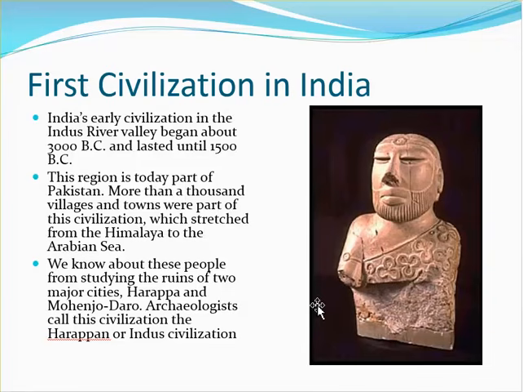So there's a civilization that occurred in the India and Pakistan area today. This area came off of what we call the Indus River Valley. It began around 3000 BC and lasted until 1500 BC. So about 1500 years it was around, which is a fair amount of time. America hasn't even been around 300 years. So that's a long time.